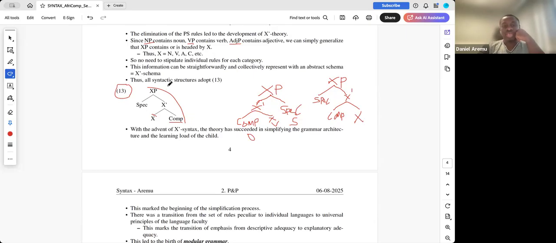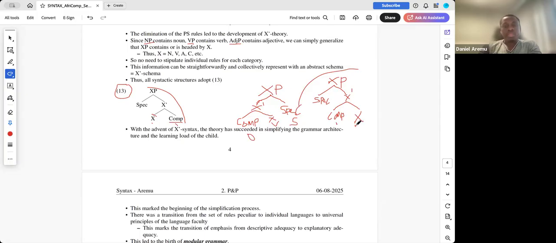So in English, this would be what you have in English in 13. So you have your subject in the spec, and then you have your verb in the head of the X, and then you can have your object here if you have like a simple VP structure, right? But languages like Japanese, where you have SOV, it will look like this, where the spec is still here with the subject, and then you have the object, and then the V. SOV: subject, object, and then the verb.